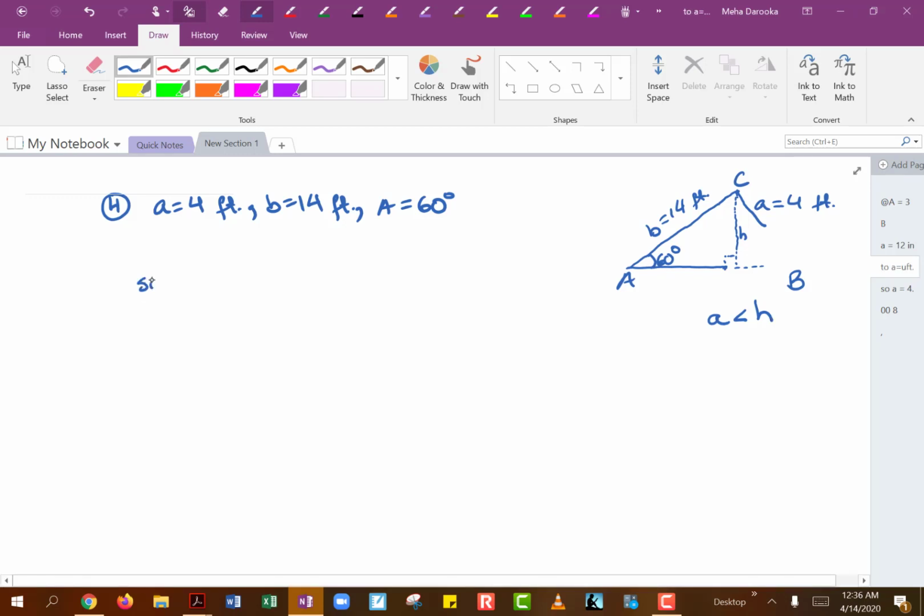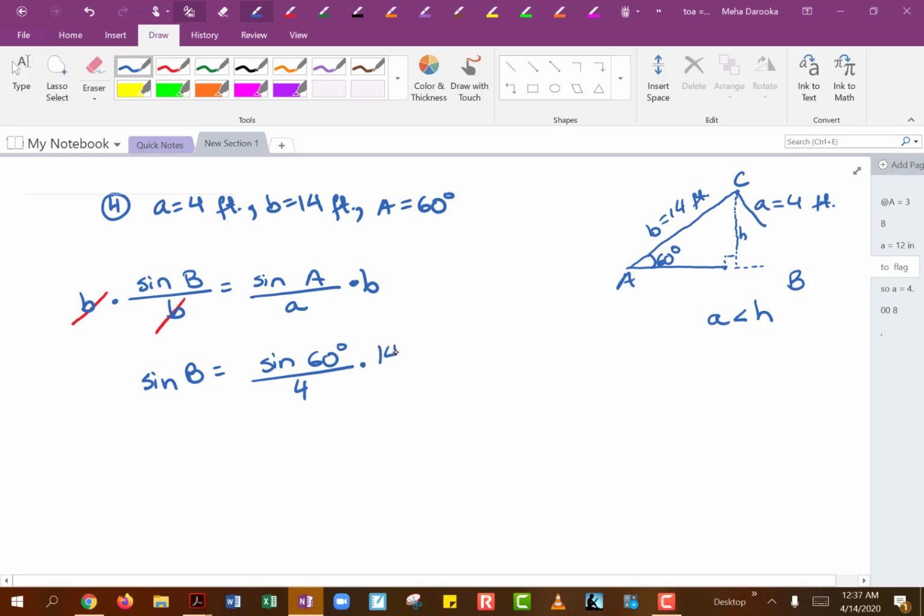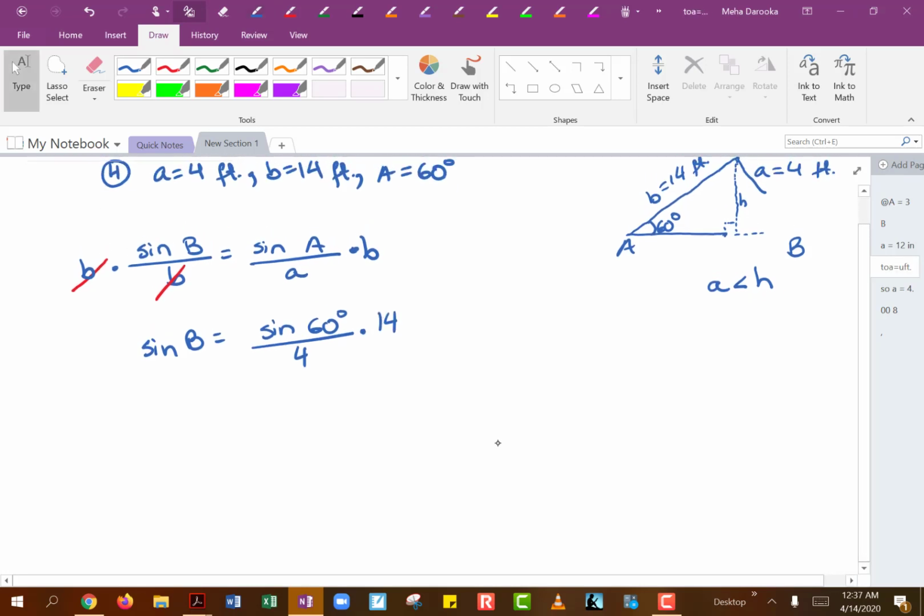So let's do sine of B over side B equals sine of A over side A. Go ahead and multiply both sides by side B, since we want to get sine of angle B by itself. Sine of A would of course be sine of 60 degrees. Side A is 4 feet. Side B is 14 feet.